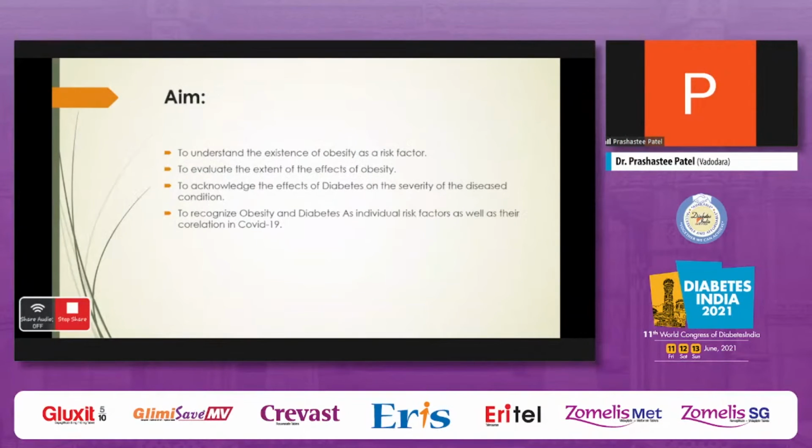The aim of our study was to understand the existence of obesity as a risk factor, to evaluate the extent of the effects of obesity, to acknowledge the effects of diabetes on the severity of the disease condition, and to recognize obesity and diabetes as individual as well as associated risk factors in COVID-19 infected patients.